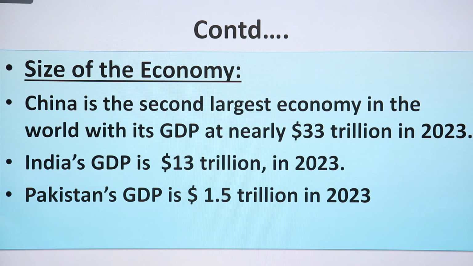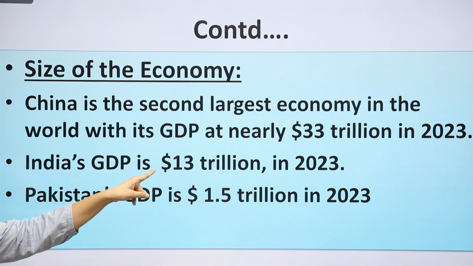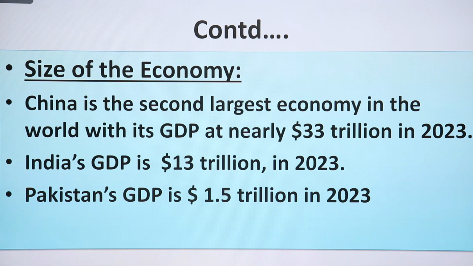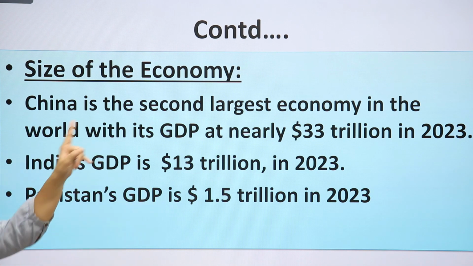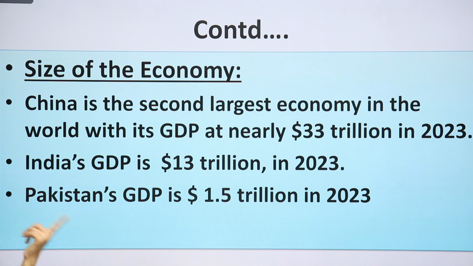You might have read in your books that it's the largest economy among all these three nations and the second largest economy in the world. India's GDP is $13 trillion in 2023 and Pakistan's GDP is $1.5 trillion in 2023. Why have I given this latest data? Because you should be well aware of how big your economies are. In your book, previous data has been given. Please refer to that data also.